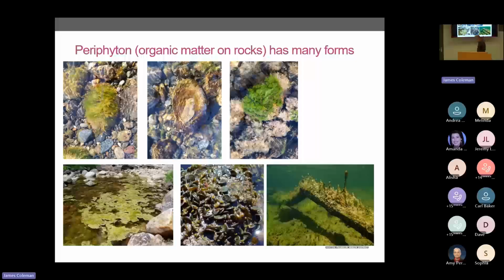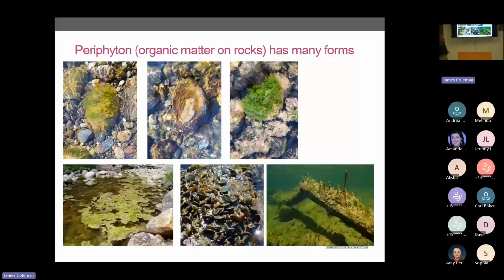So when you have growth on rocks, the scientific term for it is periphyton. And that just means it's a collection of organisms. It's not just algae. It can be algae, it can be cyanobacteria, it can be fungus, it can be some invertebrates like little creepy crawly insects. Did I mention fungus? It can be a lot of different things all growing together in this common community.